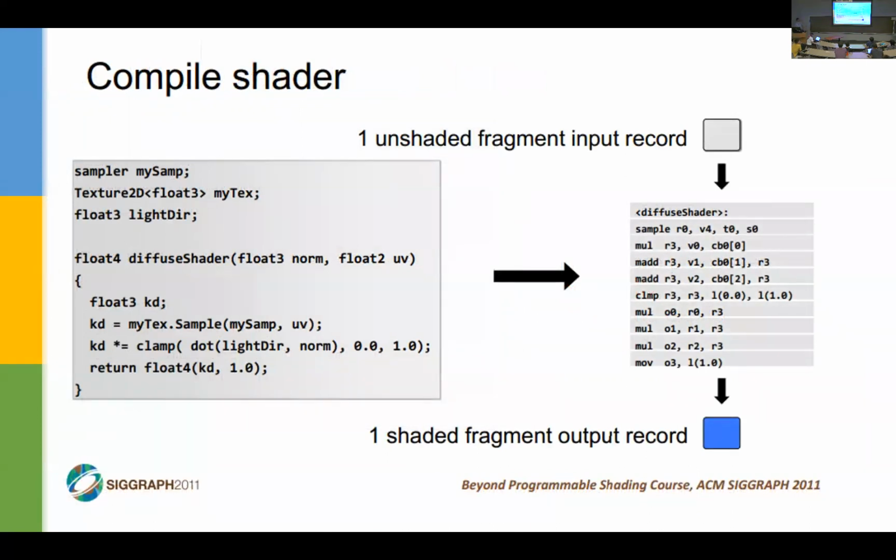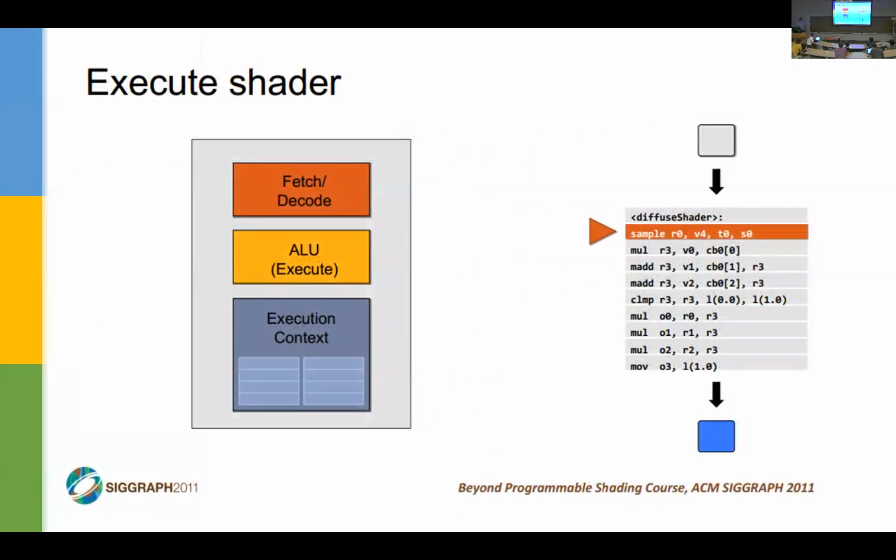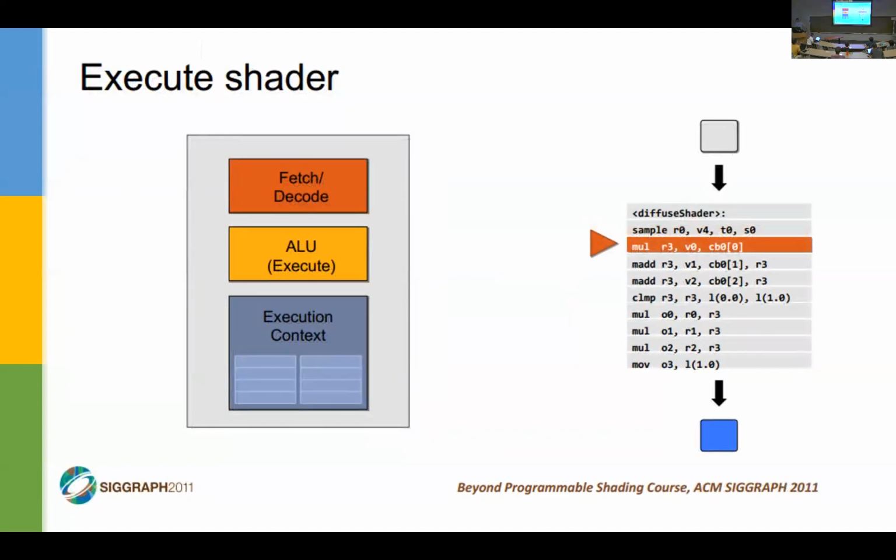So once you compile the shader, what happens is that it gets coded into assembly language, which the processor can understand. And then each of these is going to read one pixel and write out one pixel. Okay. So in the shader, you're going to have the fetch decode, you're going to have an ALU, and the execution context is essentially your registers and your cache. So you're going to go through this line by line, executing the shader for each pixel.